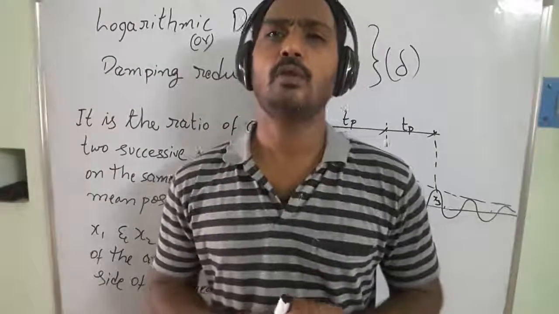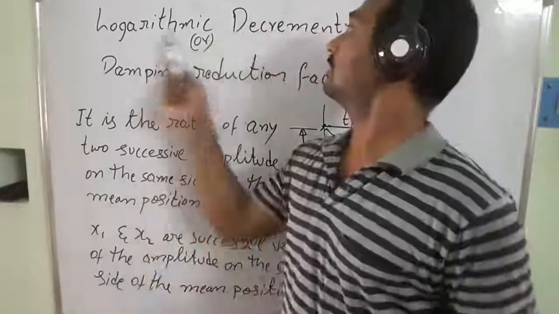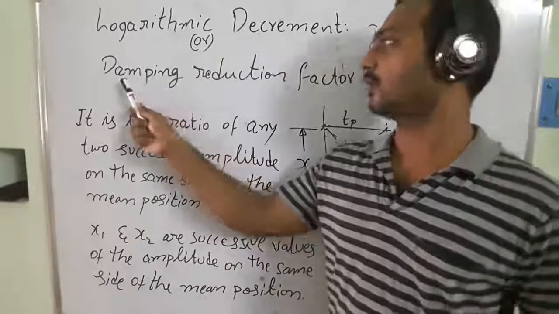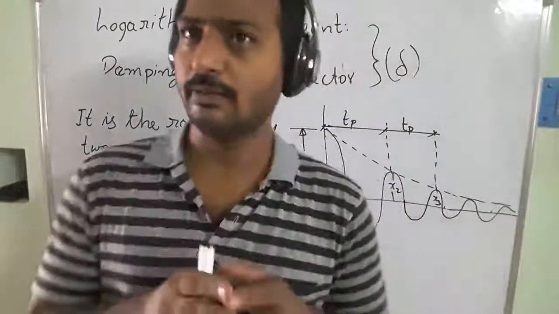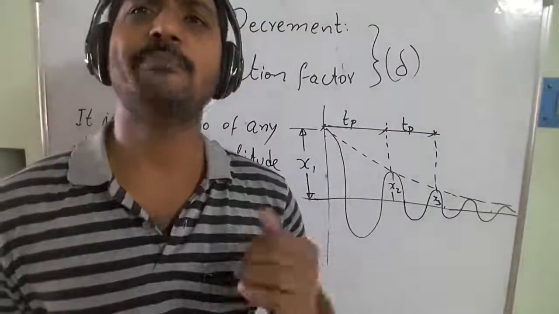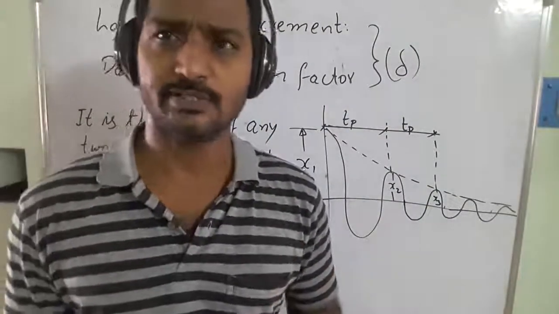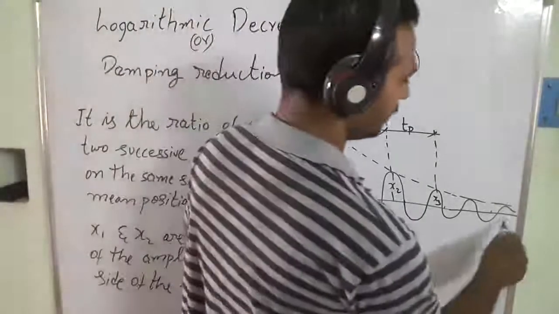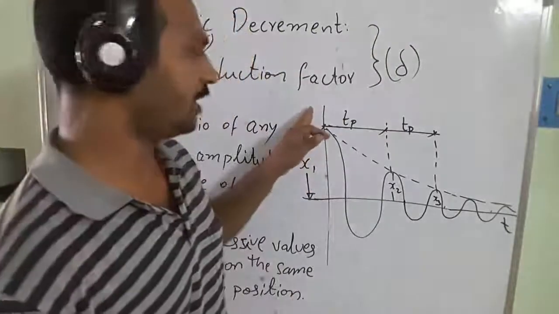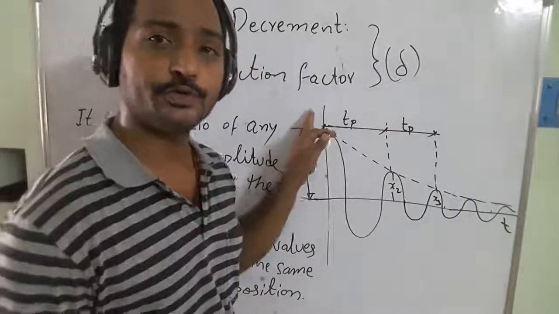In this topic, we are going to be discussing the logarithmic decrement, or sometimes it is called the damping reduction factor. As you know, in the last topic we have seen the underdamping system. In the underdamping system, the x-axis is going to be the time, and the y-axis is going to be the displacement or amplitudes of the vibrations.